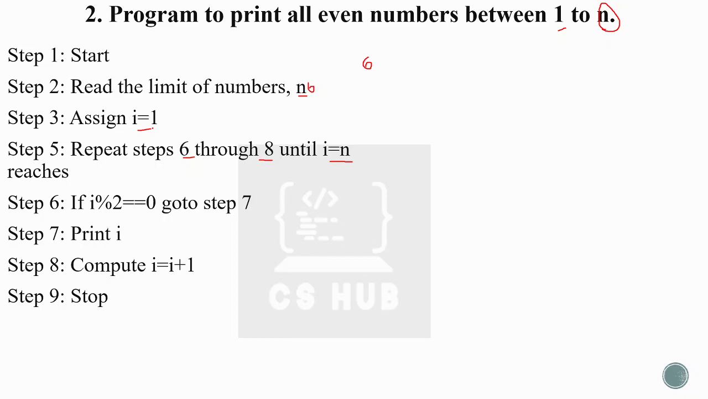We get 2. Then check whether 2 is an even number. If it is, then print 2. Then again increment it to 3. Then 3, 4, 5 and up to 6. Until I equals n, we perform the same steps.